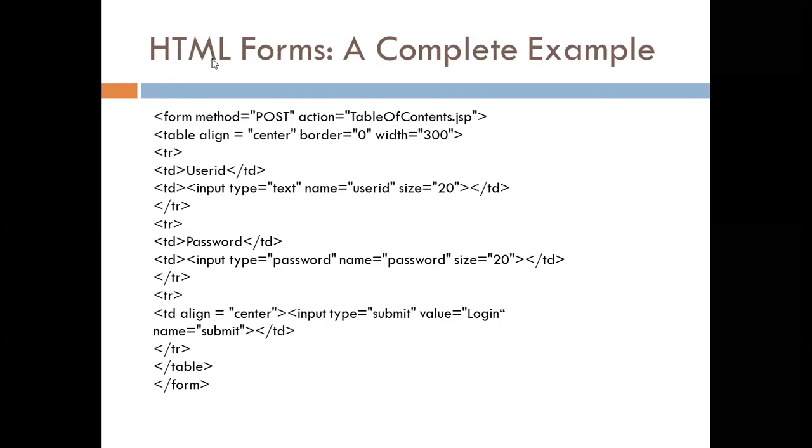A table in HTML is specified using the table tag. These are the attributes of the table tag. Align center means it will be at the center of the page. Then it's no border; border will not appear. If we specify any value apart from 0, then a border will appear. And this is the width of the table, 300 pixels.